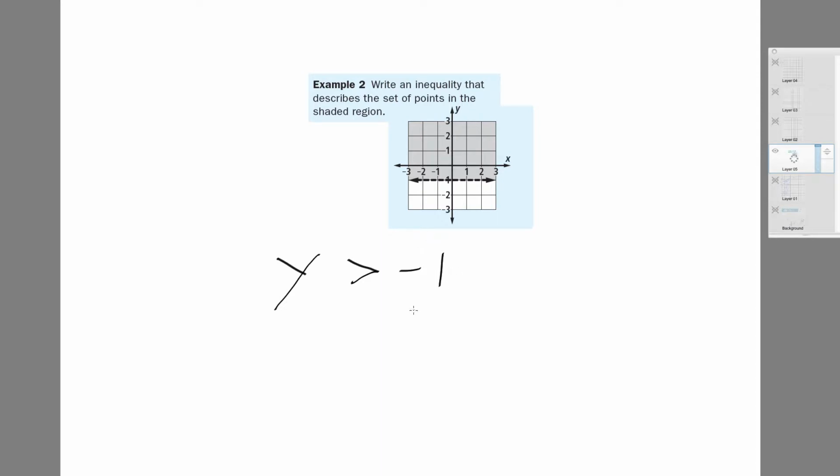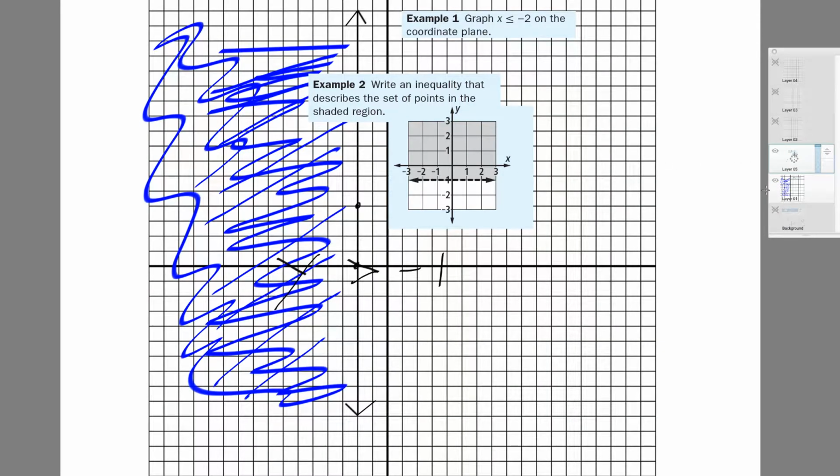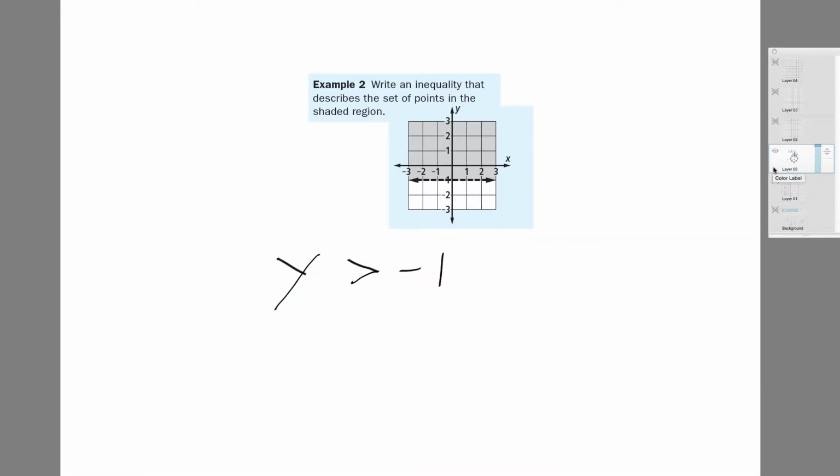So we've had two examples here. In this last one, we had a vertical line. That's one of those, you remember the x equals lines? And in this case, x was greater than or equal to. And here we have the y, the horizontal line. Y is greater than -1.